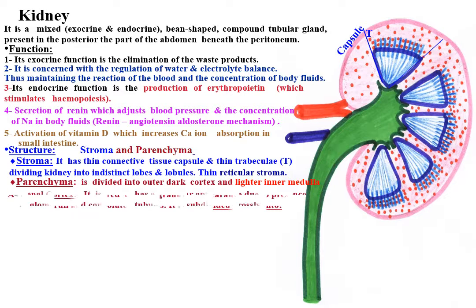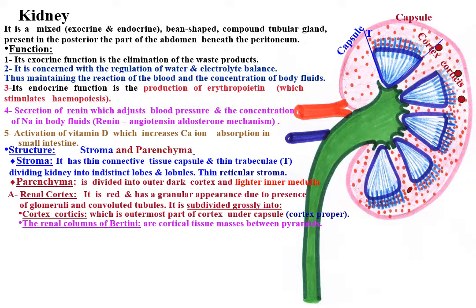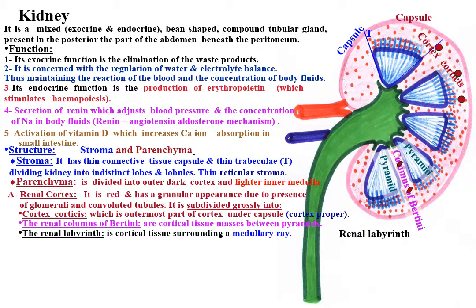The cortex is red and has granular appearance due to the presence of glomeruli and convoluted tubules. It is subdivided grossly into cortex corticis, which is the narrow outermost part of the cortex under the capsule. It is also called cortex proper. Renal columns of Bertin, which are the cortical tissue masses which dip between the pyramids. Renal labyrinth is the cortical tissue surrounding a medullary ray.